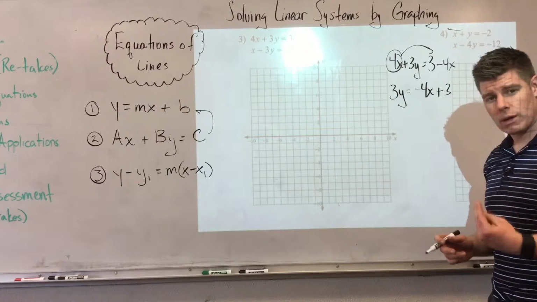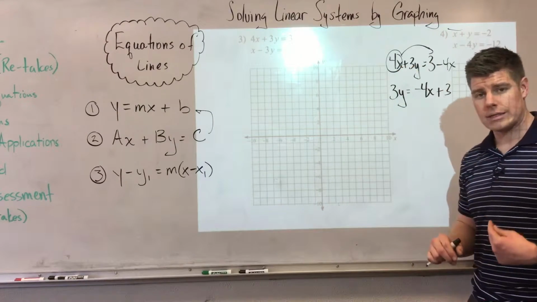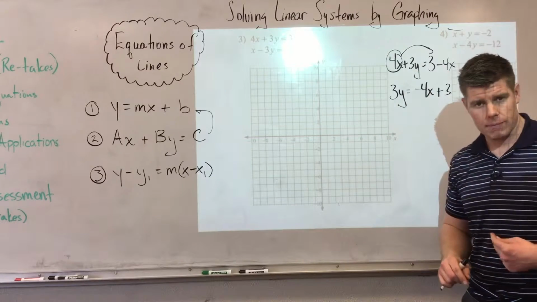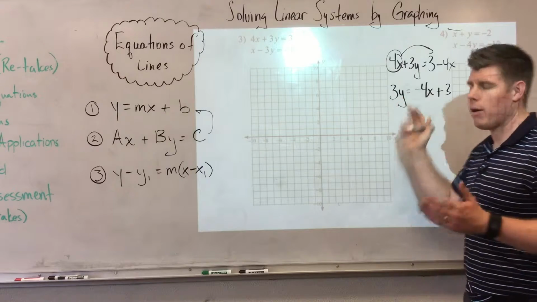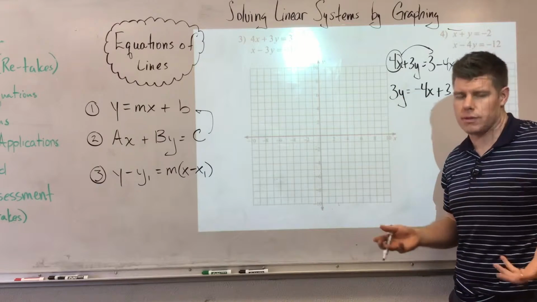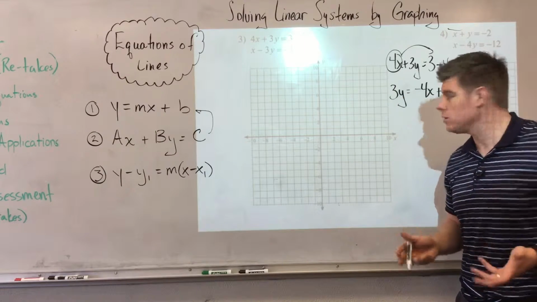So the two things that were in my way were this 4x and this 3. If I were to pretend this were just a number, how would I solve for y? Well, you would divide by 3. So I'm going to do that here.